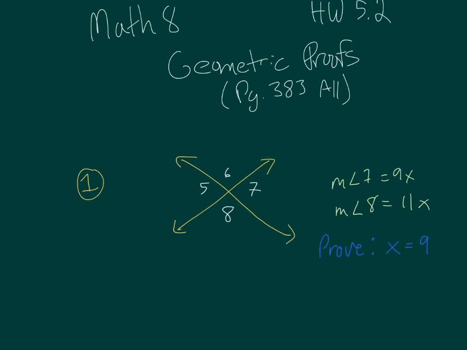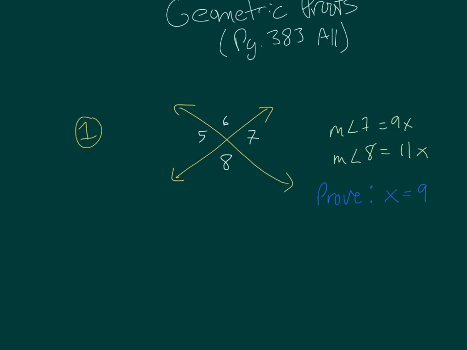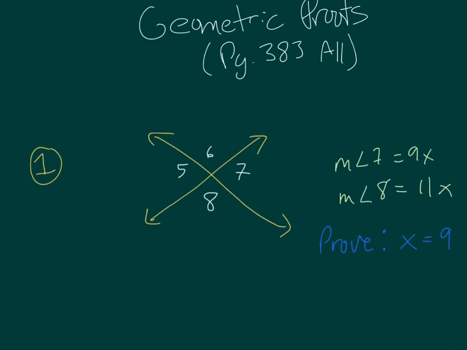I know we are kind of going backwards. We had just finished 5.4. That's just kind of how things worked out, and now I just wanted to make sure we did get some practice with geometric proofs on page 383. So let's start out with problem number 1.